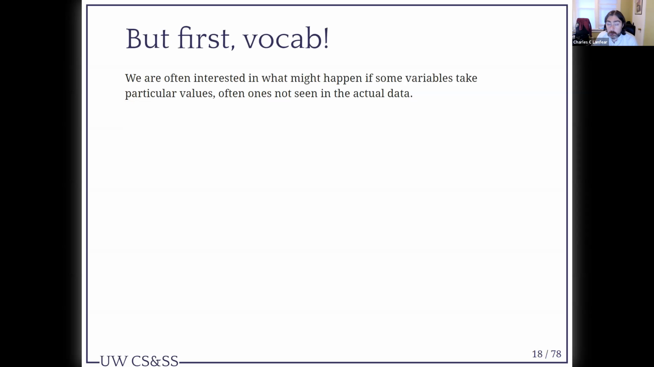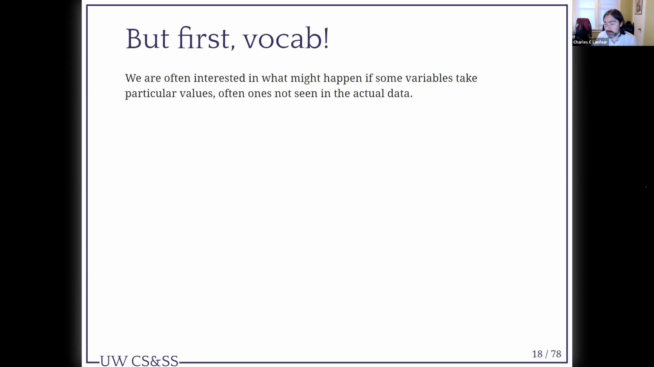So before we can do that, I want to introduce you to a little bit of vocabulary. Some of you are probably familiar with this vocabulary. If not, this is going to be a rapid introduction to the idea of counterfactuals, okay? The idea is that we're often interested in what might happen if some variables in our data take particular values. Sometimes these are values not seen in the actual data, okay? This is basically, what would we get as a result if we changed x to be 5, that kind of thing, while holding everything else constant.